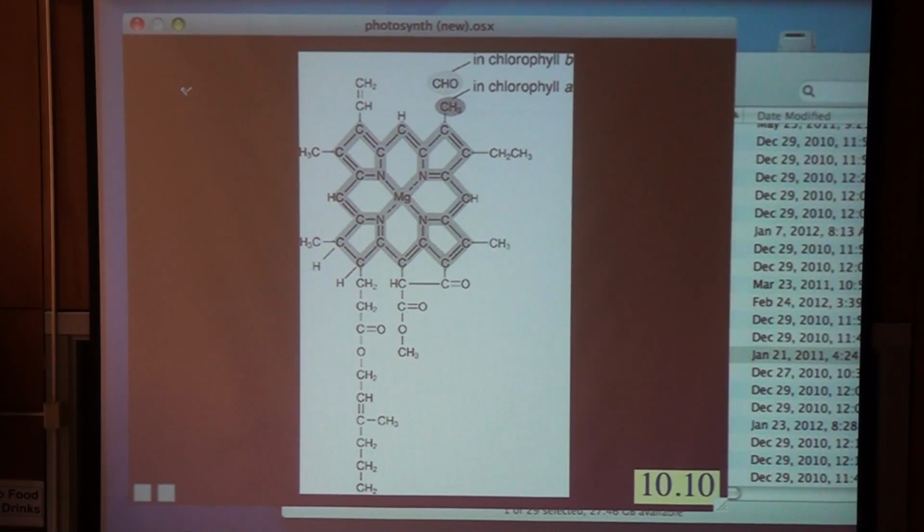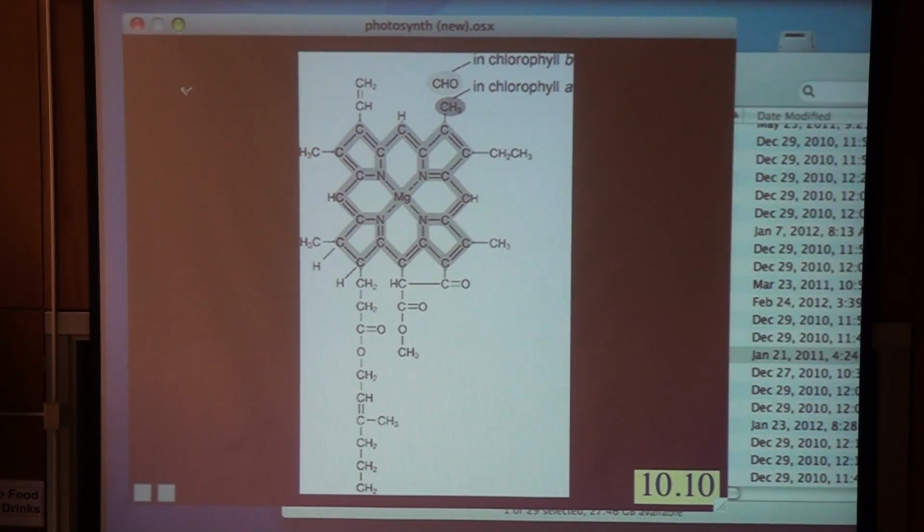Here's the structure of them. The part that actually absorbs the light is this gray colored part right here. And notice it's mostly rings of carbon and nitrogens, carbons, nitrogens, that sort of thing. In the middle of the ring system is a magnesium ion. I guess that just helps it absorb light a little bit more efficiently.